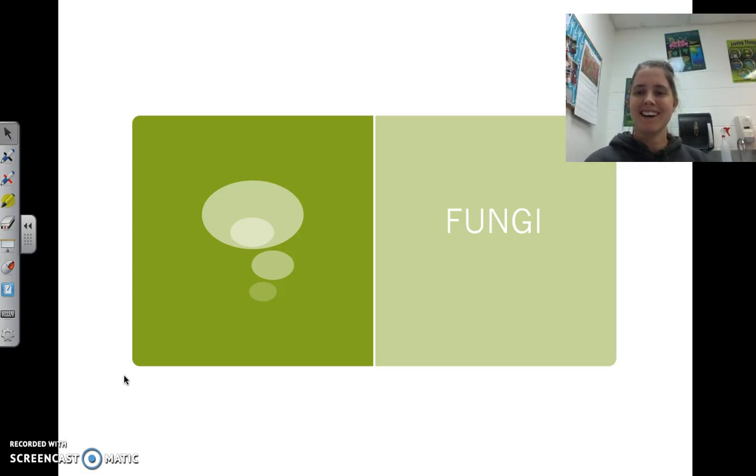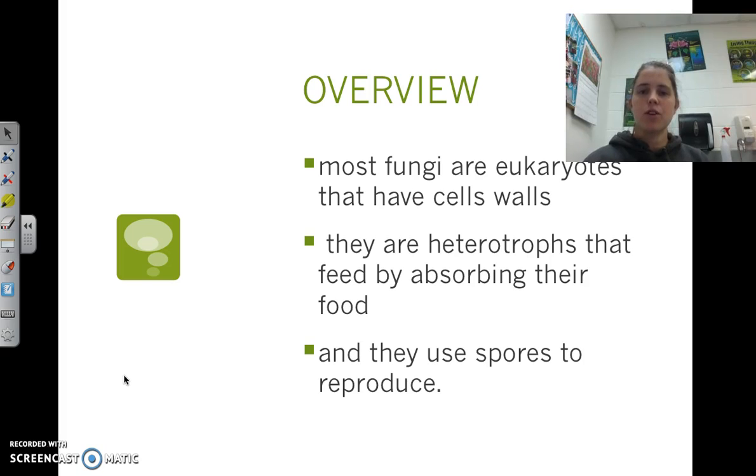We are going to go ahead and talk about fungi. Okay, so overview. Most fungi are eukaryotic, and they do have cell walls. Remember, cell walls are the barrier outside of the cell membrane that help give it shape and protect it.